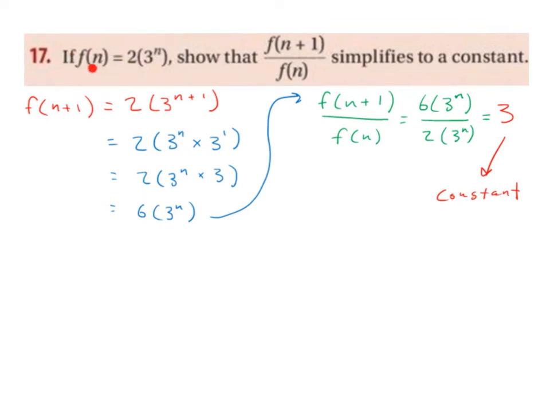If f of n equals 2 times 3 to the power of n, show that f of n plus 1 divided by f of n simplifies to a constant.